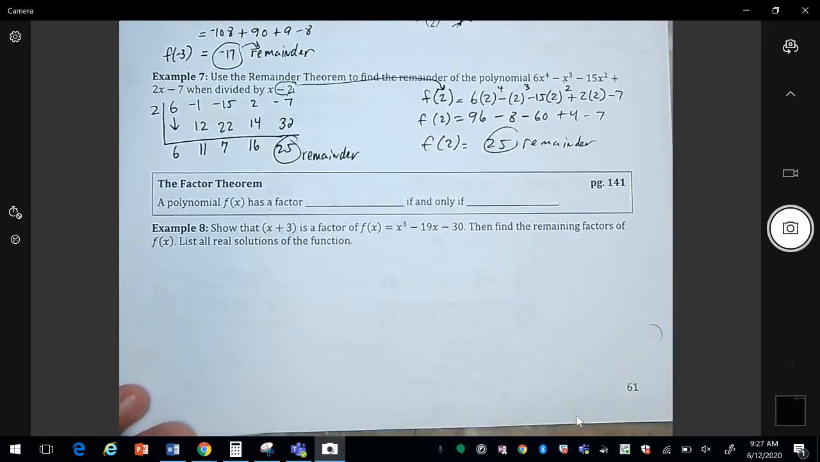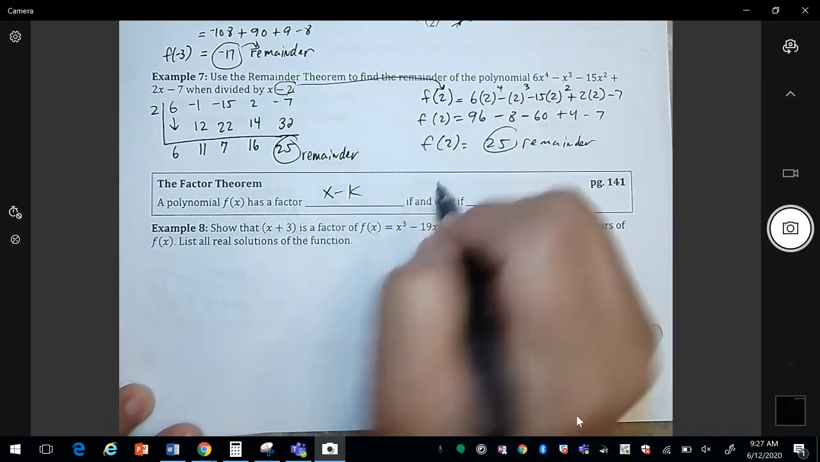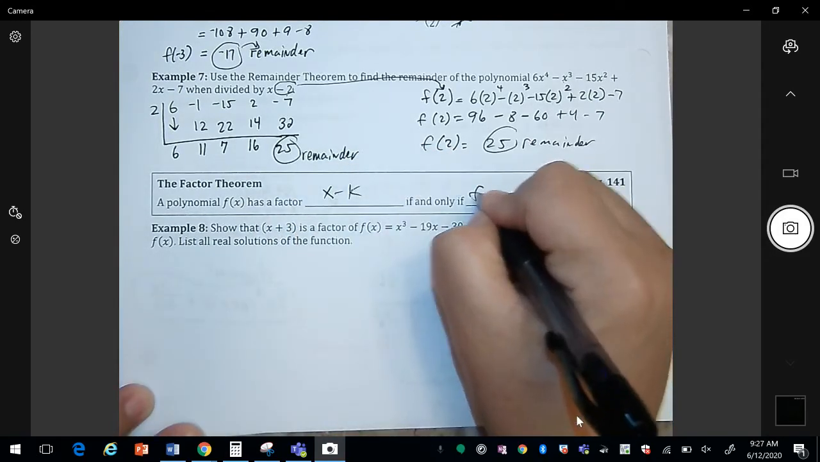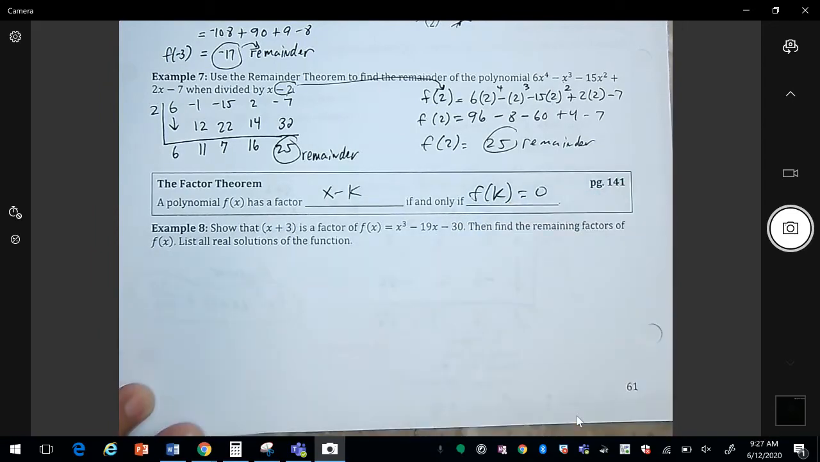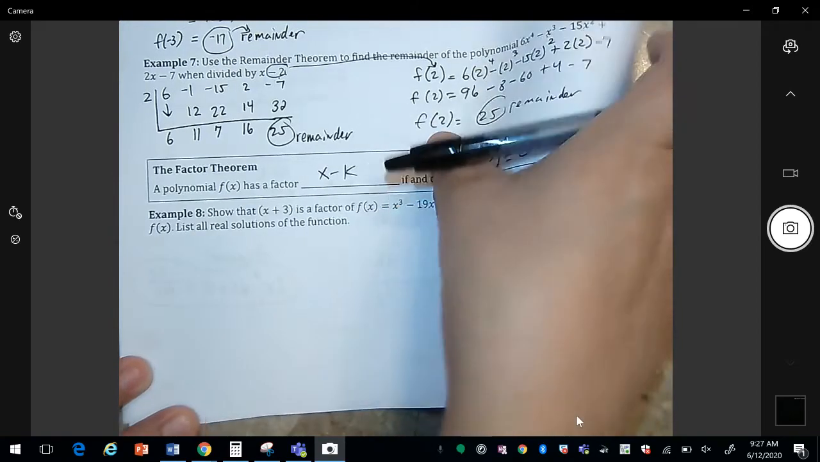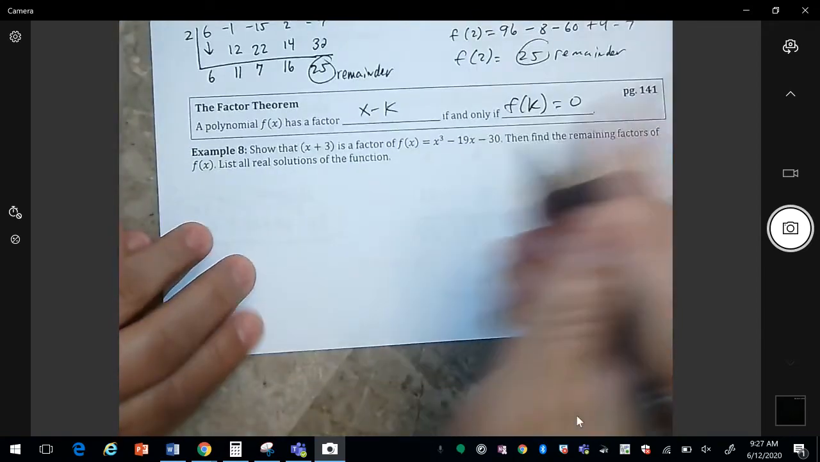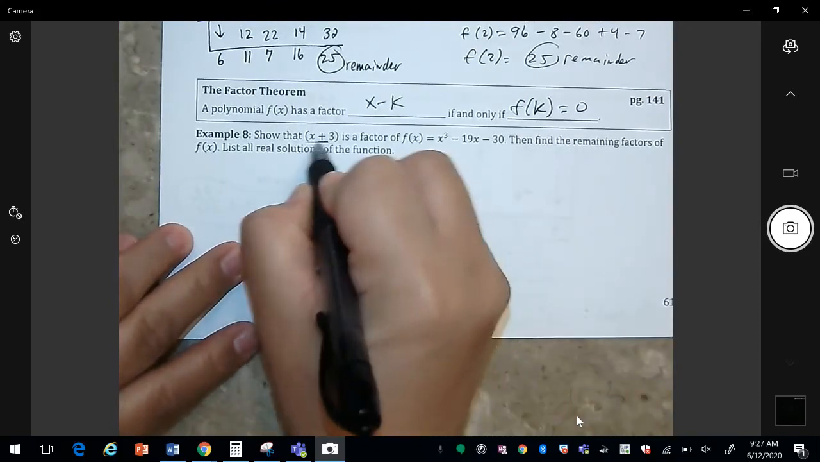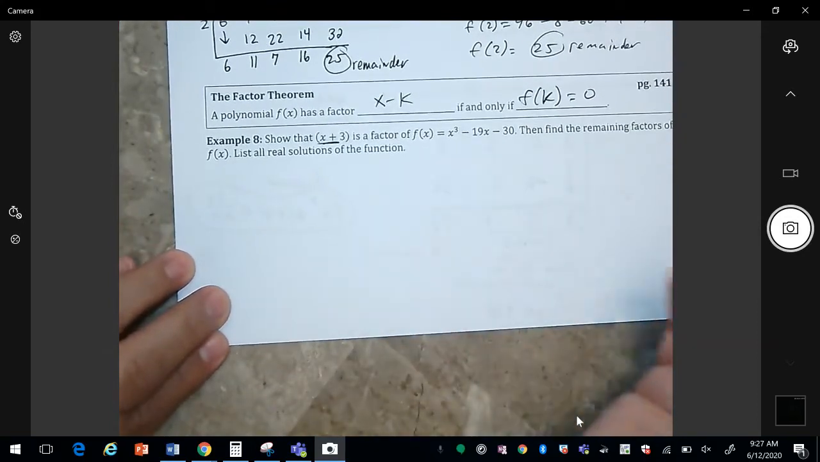A polynomial f of x has a factor x minus k if and only if the remainder is equal to 0. Show that x plus 3 is a factor, then find the remaining factors. Okay, so here they want us to show that this is a factor, and so we can use synthetic division for that.